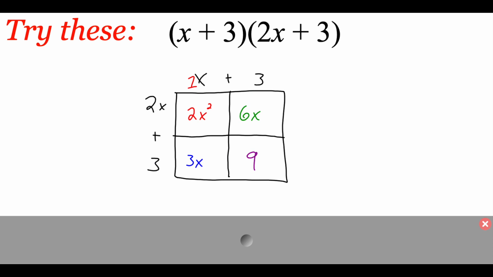Now I'm looking for like terms. I don't see any like terms to combine with the 2x squared, so that's going to stay as 2x squared. In the middle here, I see 3x and 6x. They're both positive, so we're going to add those together, so that gives me 9x. And then lastly, I have a positive 9, so plus 9 on the back end. So we get 2x squared plus 9x plus 9.